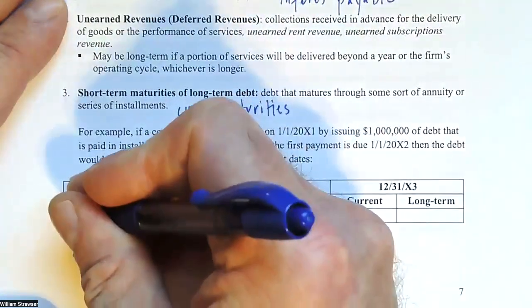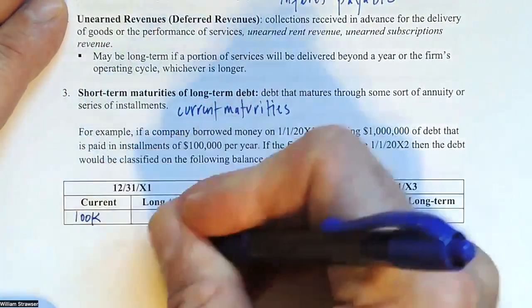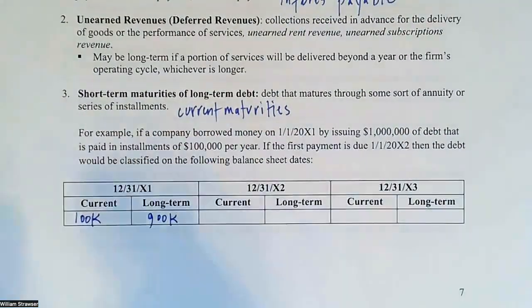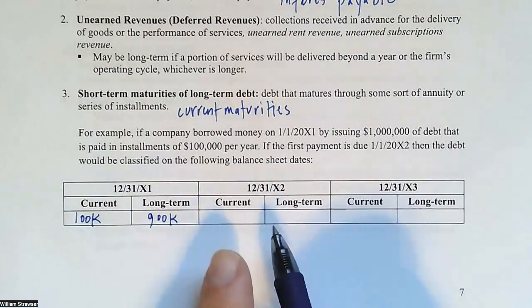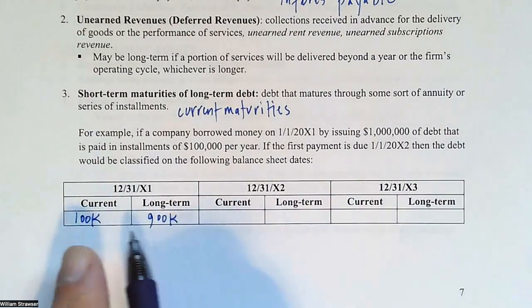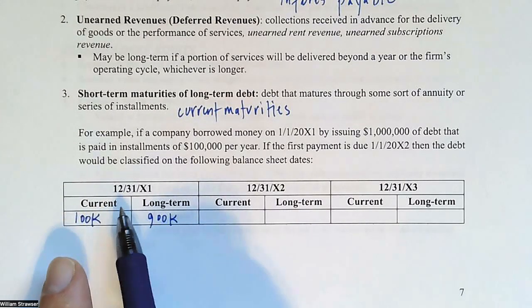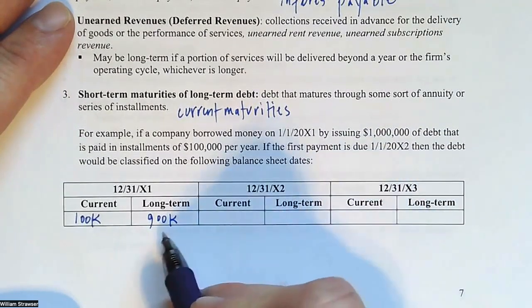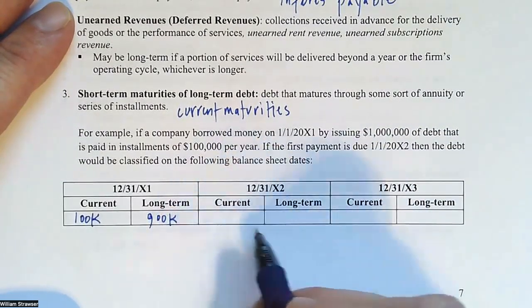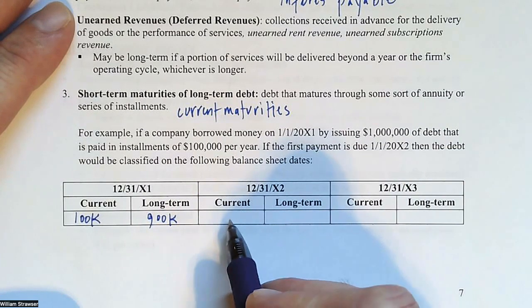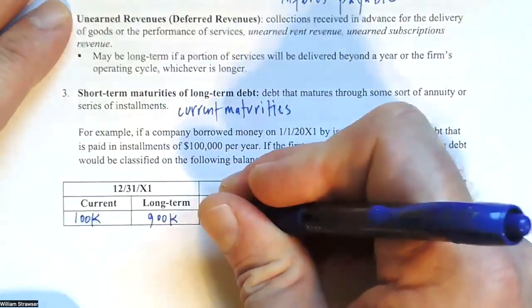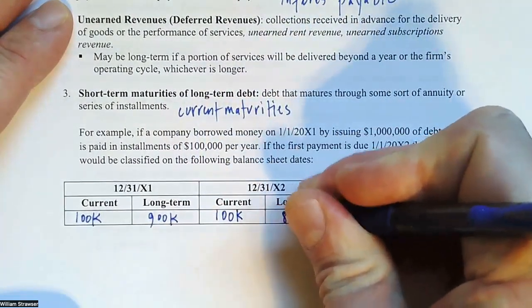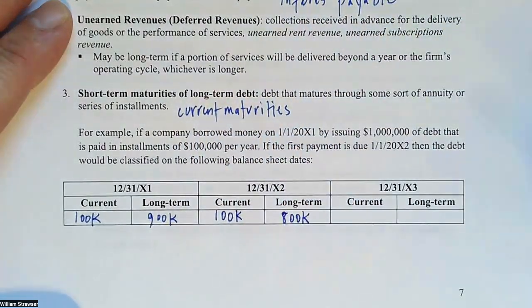In that case, 100,000 is going to be current and 900,000 becomes long-term for that period. Now, when we get to the next year, we've now paid off that current 100,000; it's been paid. But now we have another 100,000 from this piece coming current because we're going to have to make another payment on 1/1x3. So that's 100,000. And now there's only 800,000 remaining. And that would cycle through again.